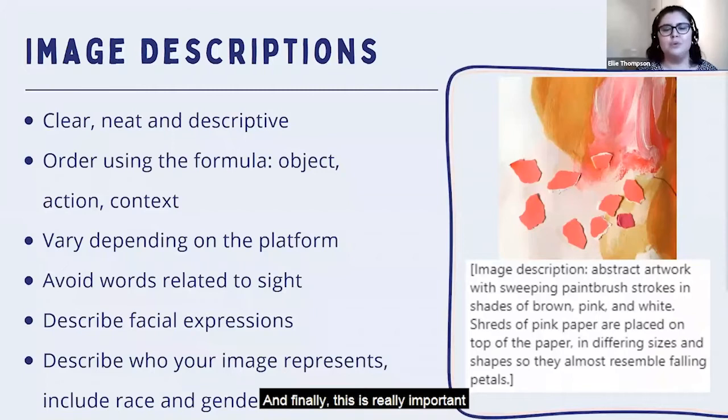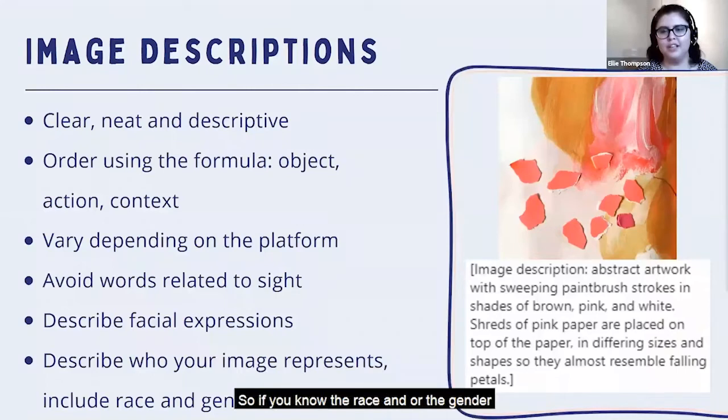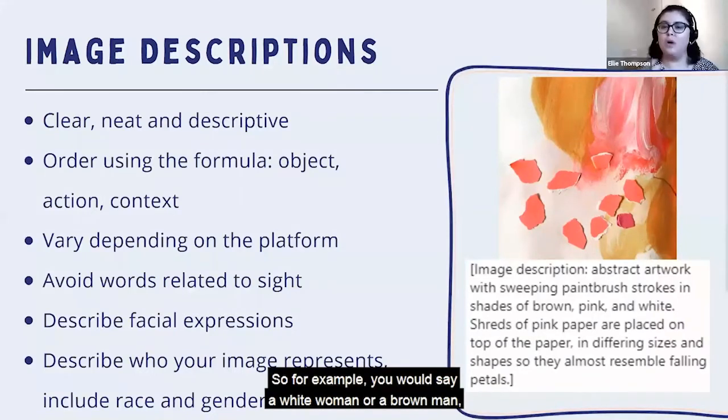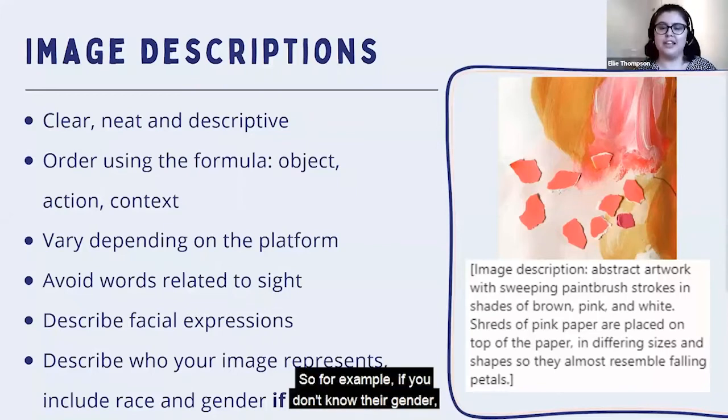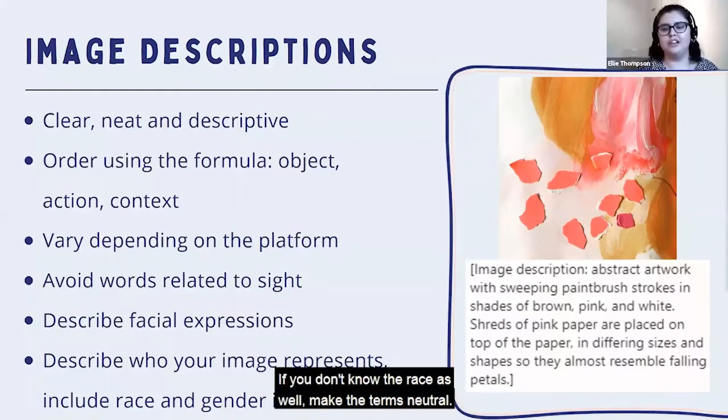And finally, this is really important because we want our images to be diverse and representative. So if you know the race and or the gender of the person who's in your image, include that in the image description. So for example, you would say a white woman or a brown man, but we should only do that if we know their gender. Definitely don't assume. So if you don't know their gender, just make sure you say a person is in the focus of the image. If you don't know the race as well, make the terms neutral. You can say things like a white appearing person, so you avoid identifiers to someone that you don't actually know for sure.